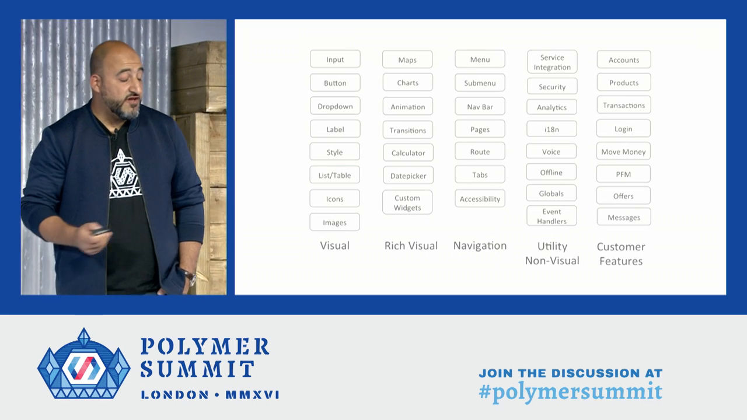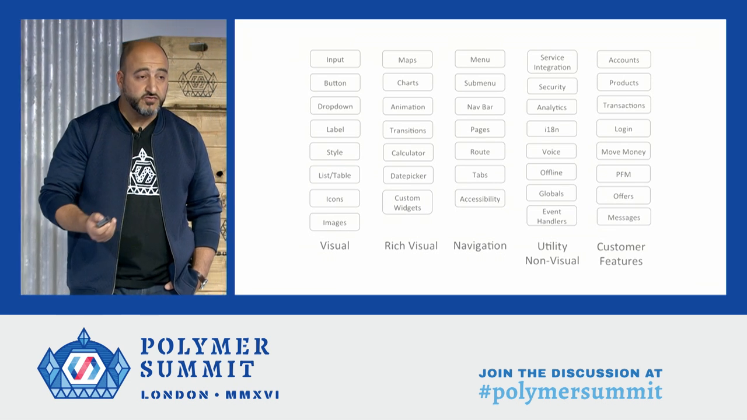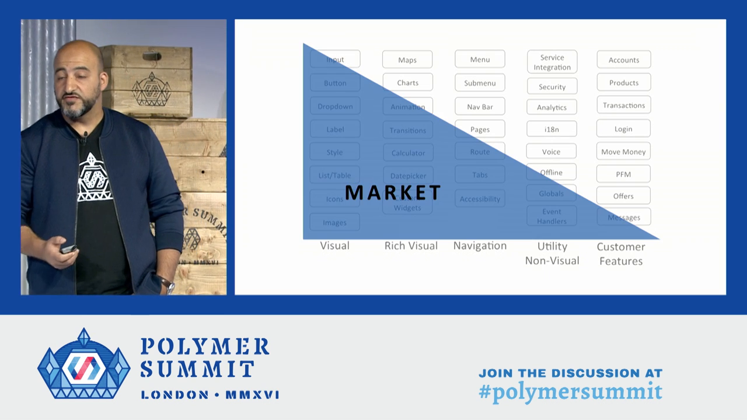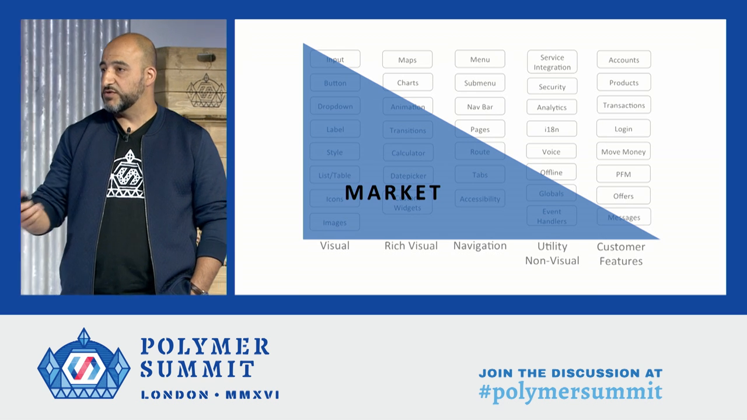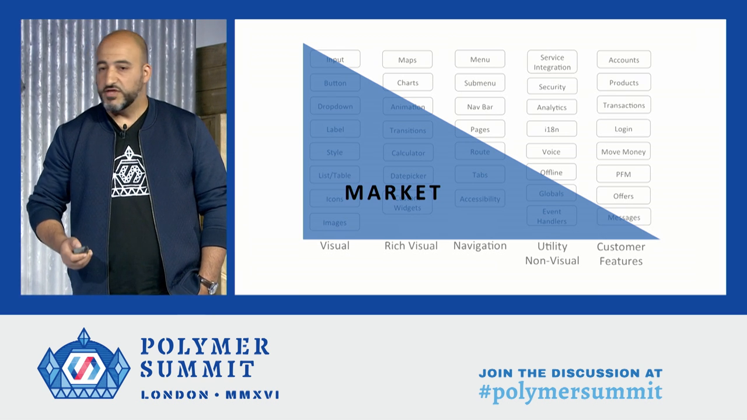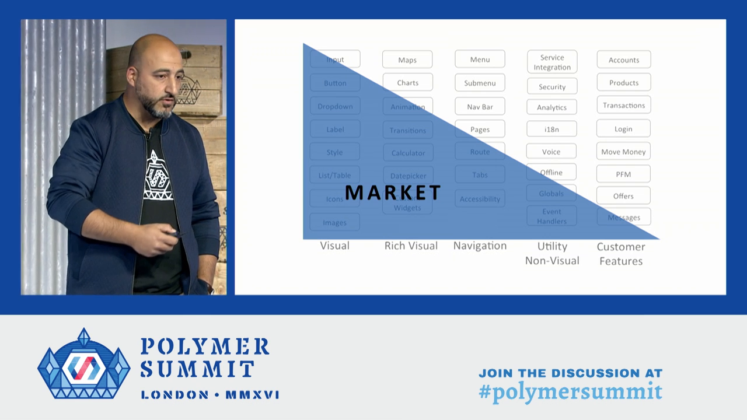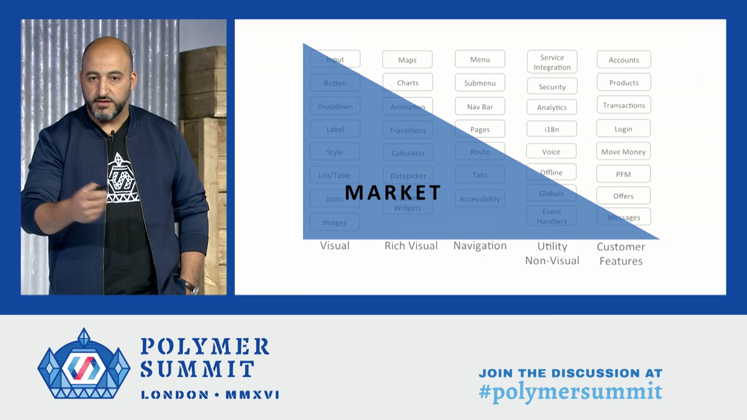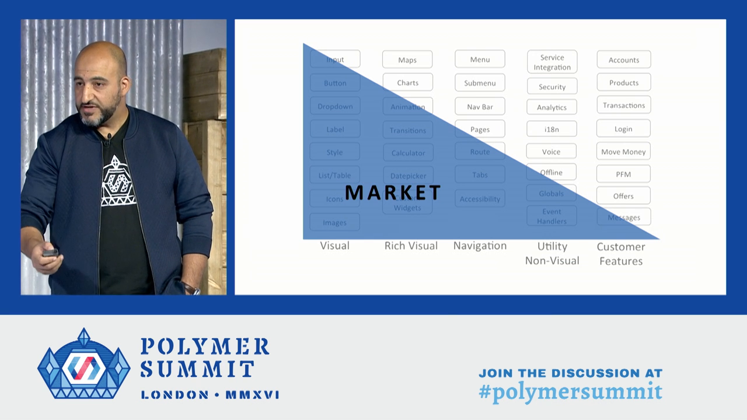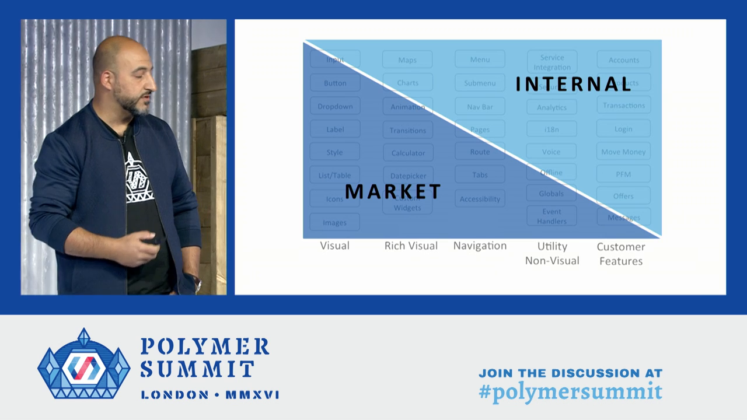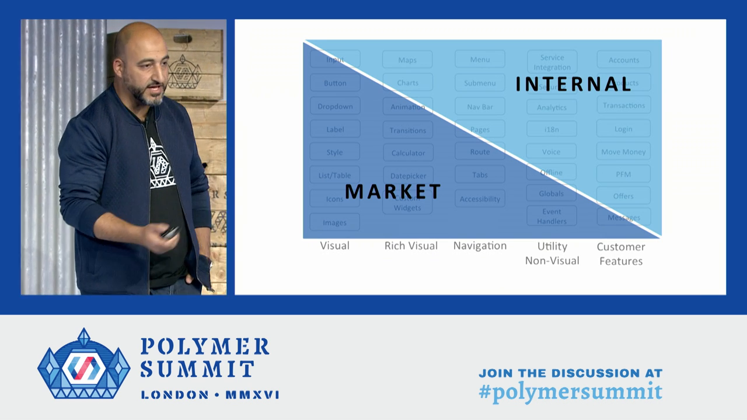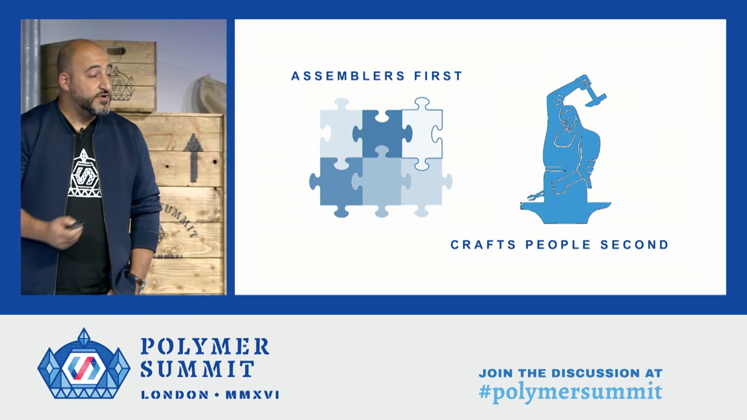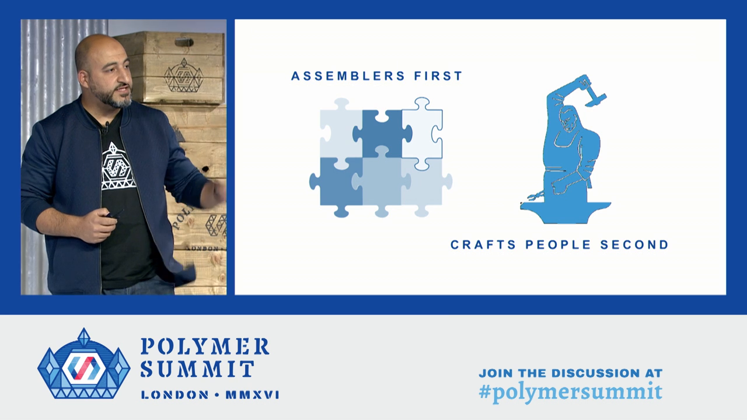If you take a look at it, every application that you build at the front end needs some visual components, some rich visuals, some navigation, utilities, and customer features. Most of those we want to source from the market. We don't want to build everything ourselves. Whether it's a telephony component with Twilio or it's a charting component with Vaadin, it doesn't matter. If it's available in the market, go get it. Ship it as a custom element, and we will build the pieces that are in the gaps, the stuff that's specific to us, banking. So we're assemblers first, and that's the key message.